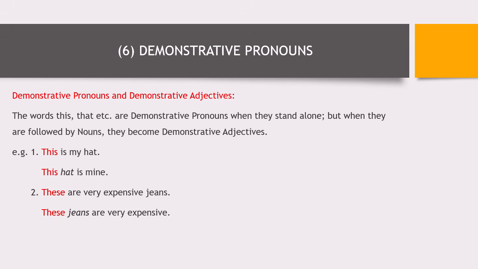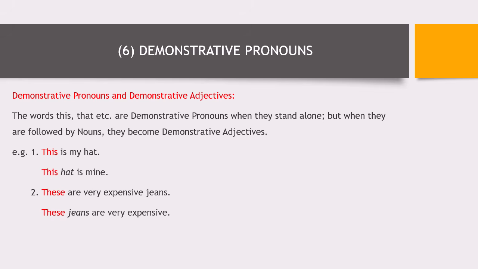Demonstrative pronouns and demonstrative adjectives. The words this, that, etc. are demonstrative pronouns when they stand alone. But when they are followed by nouns, they become demonstrative adjectives. Example: 1. This is my hat. Here, this is a demonstrative pronoun. This hat is mine. Here, this is a demonstrative adjective, as it is followed by the noun hat.